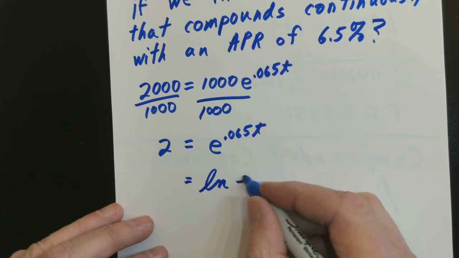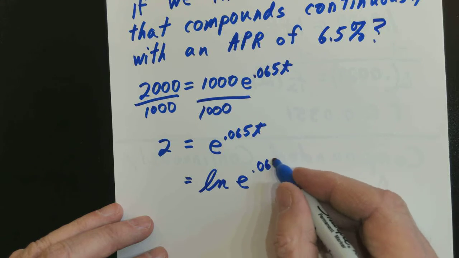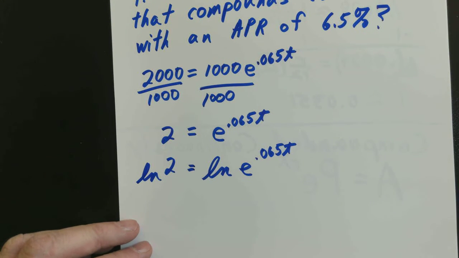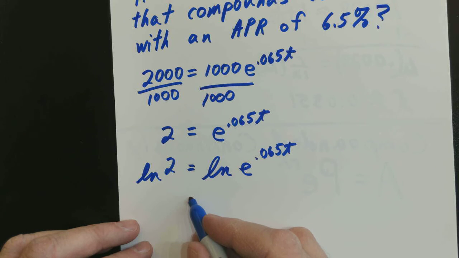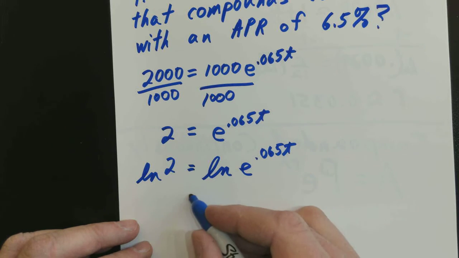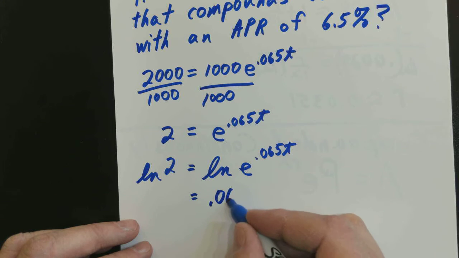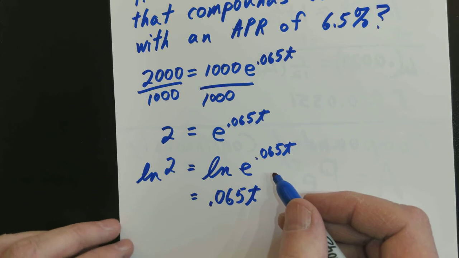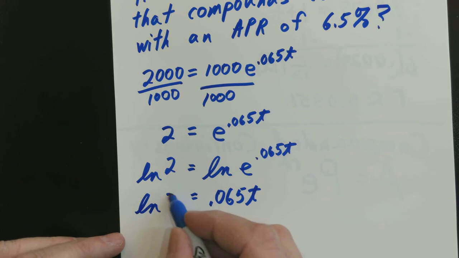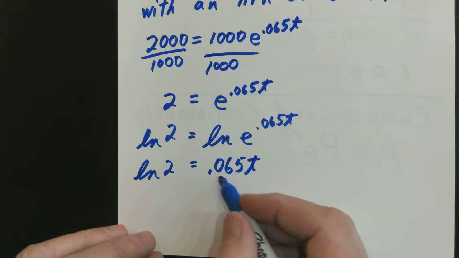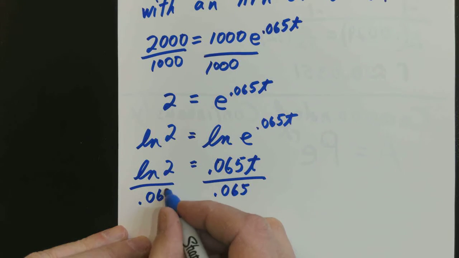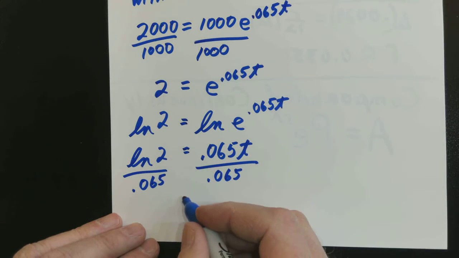So the natural log of both sides. Natural log of e to the 0.065t is equal to the natural log of 2. What are you doing now here, guys? That cancels, right? I know this side is 0.065t. Now you could just rewrite natural log of 2 and then divide by 0.065. So we have to use logarithms to finish this, didn't we?